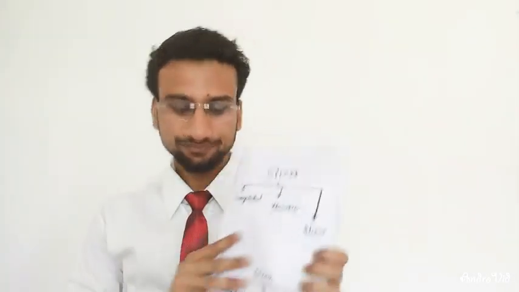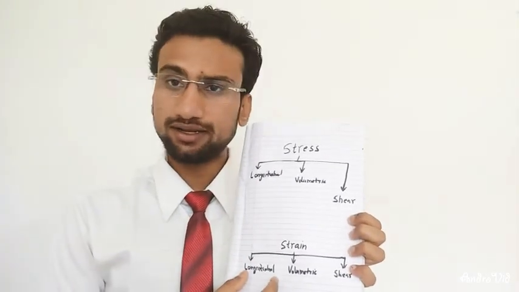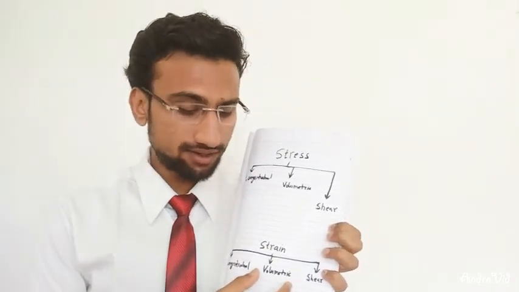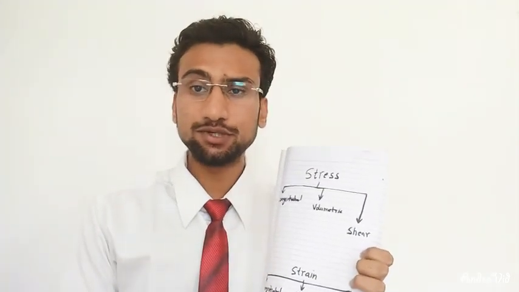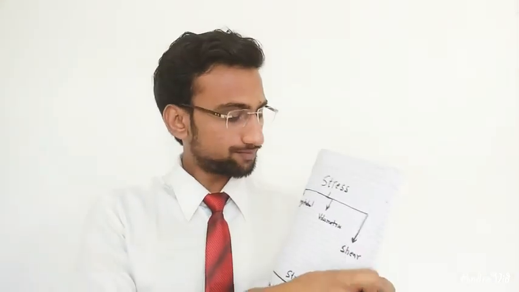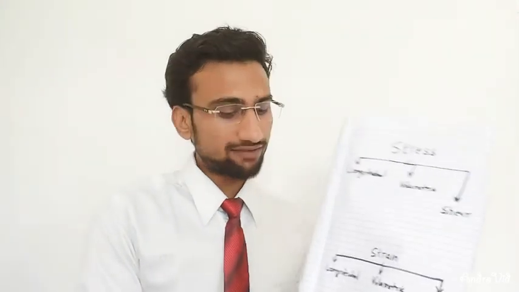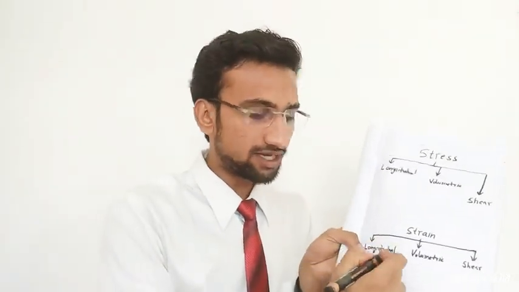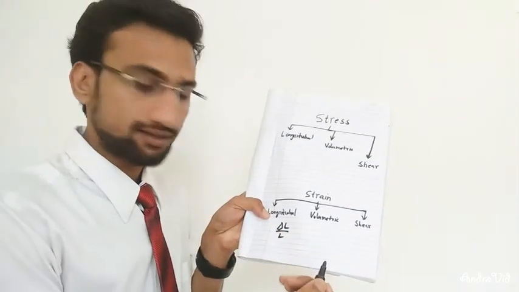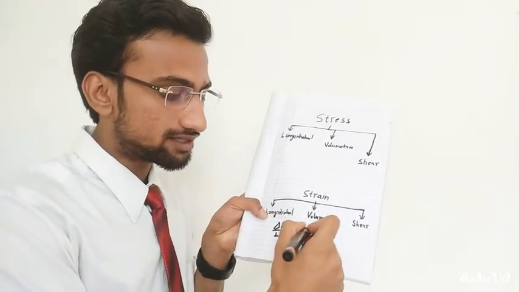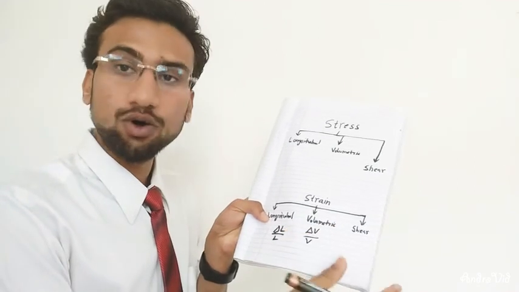Now similarly, for strain we have three types: longitudinal along the length, volumetric along the volume, and shear, which is due to tangential force. If I explain longitudinal, this will be change in length to its original length, and volumetric will be change in volume to its original volume.